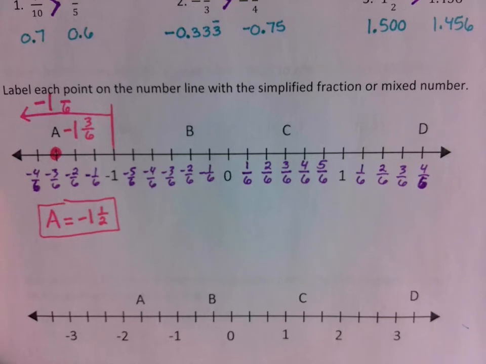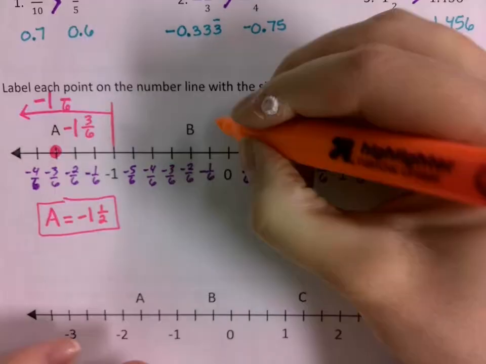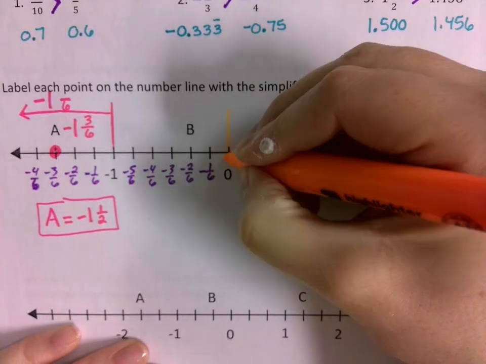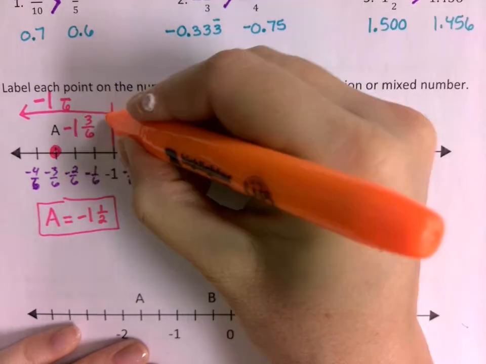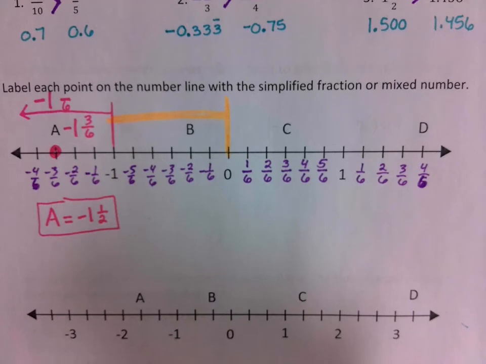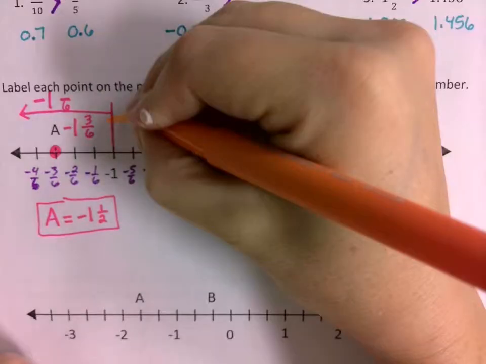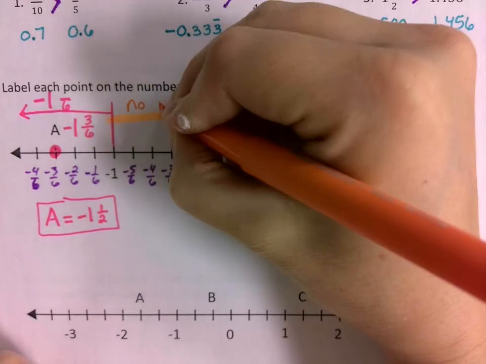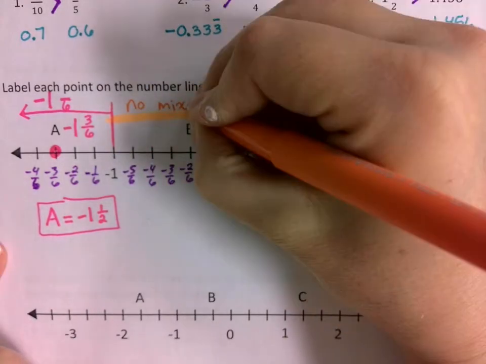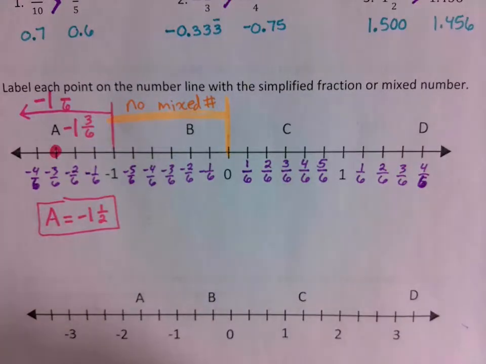Okay, anything between the 0 and the -1 is going to have no whole number. These are not mixed numbers, no mixed numbers, because they haven't gotten to that 1 whole mark yet.